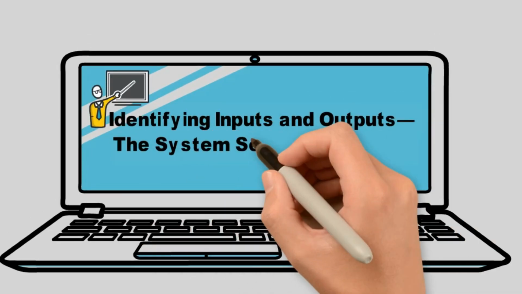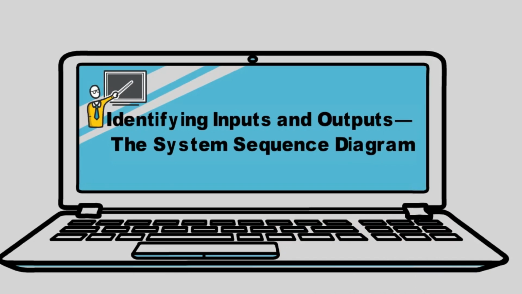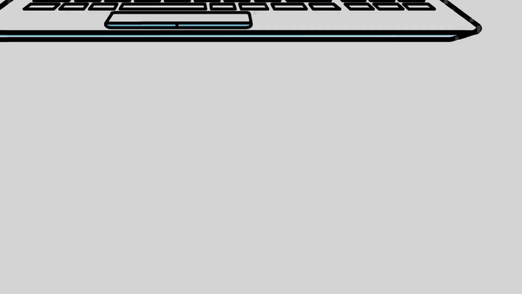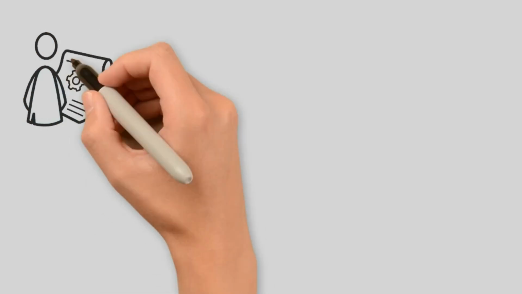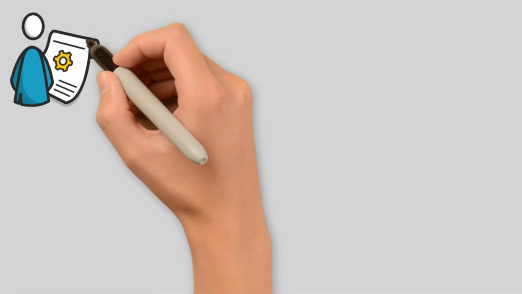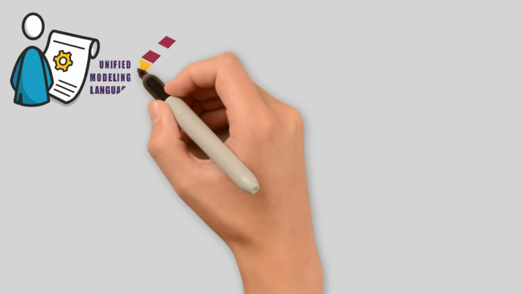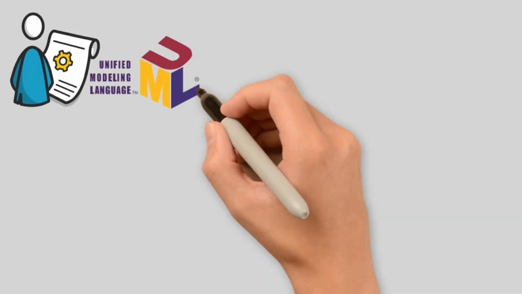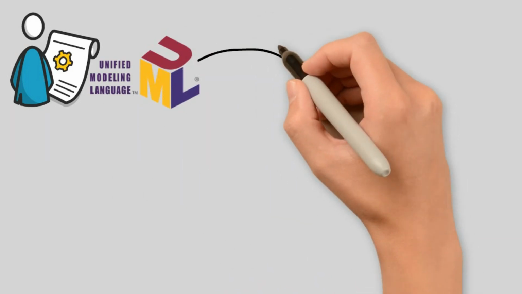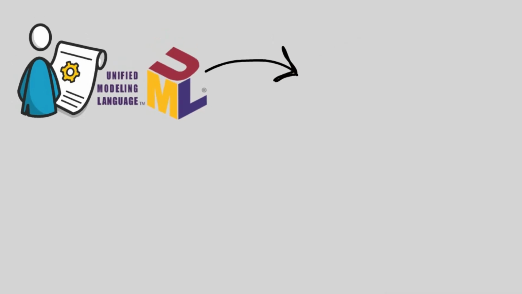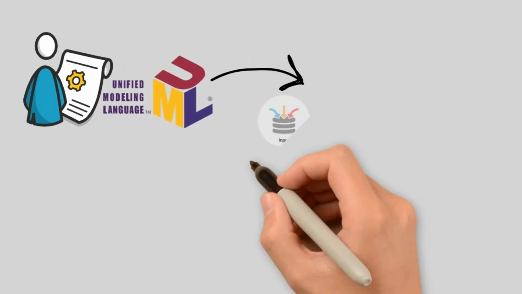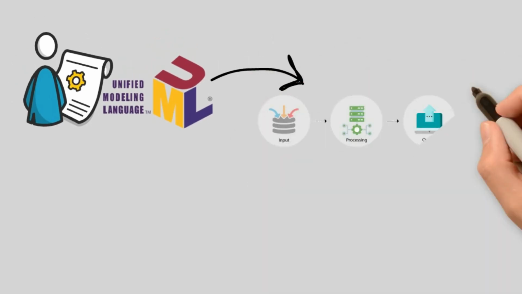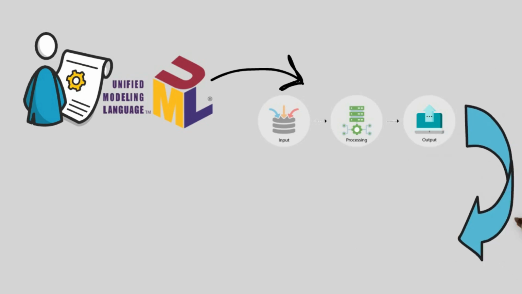Identifying inputs and outputs: the system sequence diagram. A system sequence diagram, also known as SSD, is a type of UML interaction diagram. It is used to describe the flow of information into and out of the automated system. It is used to model input and output messaging requirements for a use case or scenario.